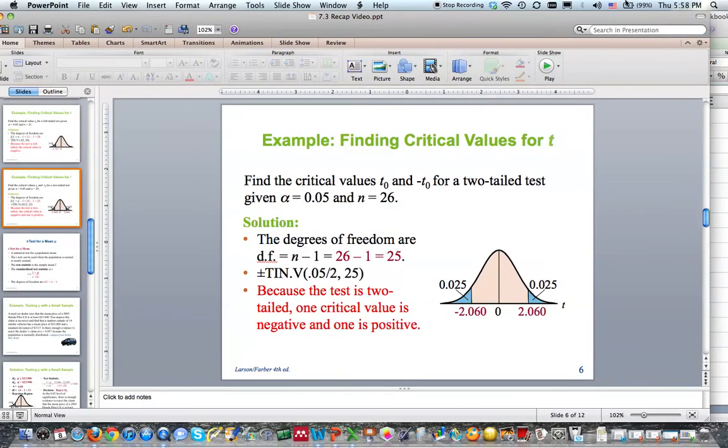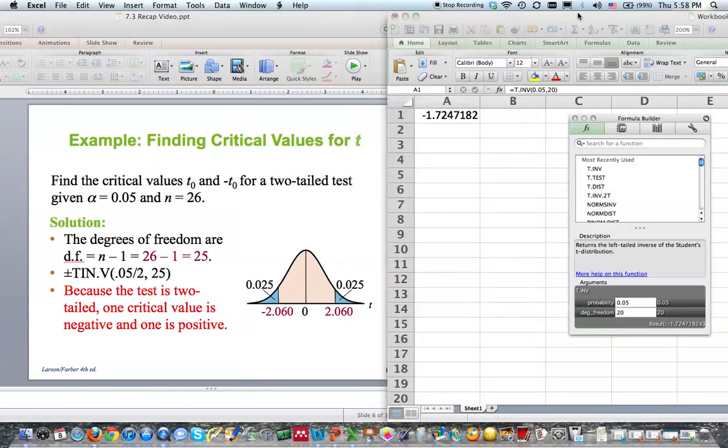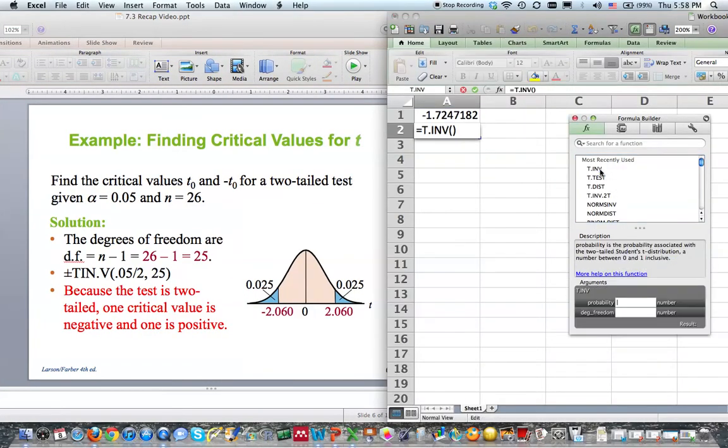All right, why don't we find the critical value for a two-tailed test? So for this one, we're going to use the same function. We're going to go down here, T.INV. Now, this time we have to divide our 0.05 by 2 because there's two areas where we can reject. So we're going to have 0.05 divided by 2, and our degrees of freedom in this case is 26 minus 1, which is 25. And notice we get negative 2.059, which is the same thing here, and we just make this positive for this one. Because the test is two-tailed, one value will be negative and one value will be positive.